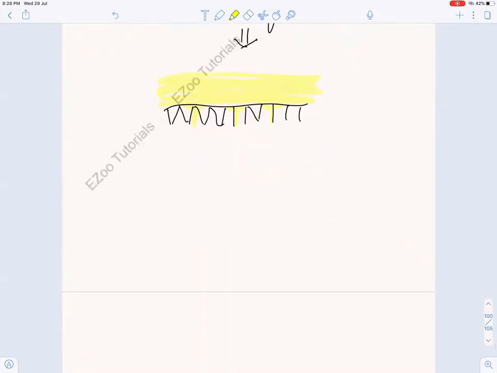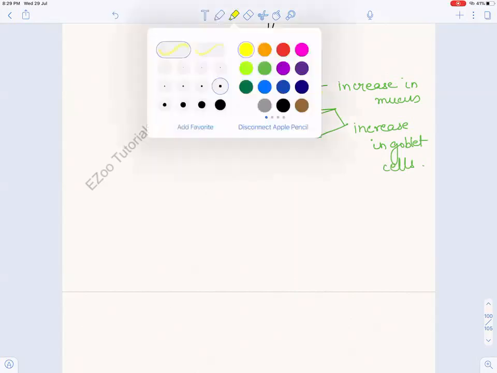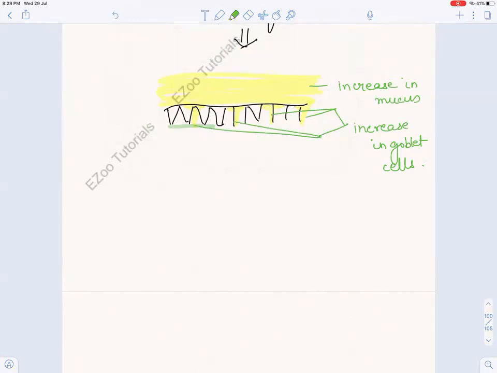Okay, so there is an increase of goblet cells, and therefore there is an increase in mucus. You can see increase in mucus, increase in goblet cells. You saw all these things. Now there was this basement membrane that we had drawn, so there will be a thickened basement membrane. This basement membrane will also get thick.